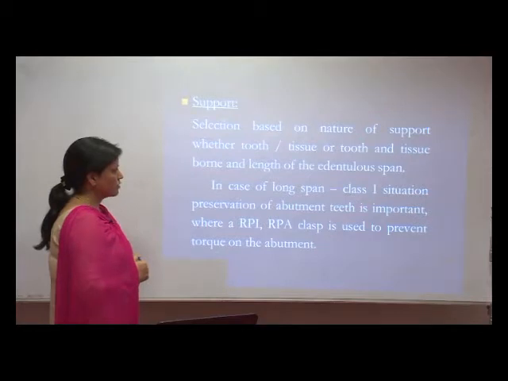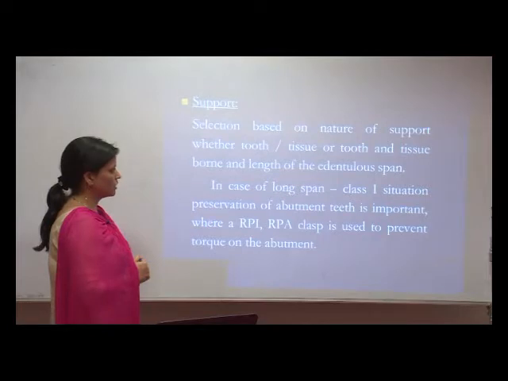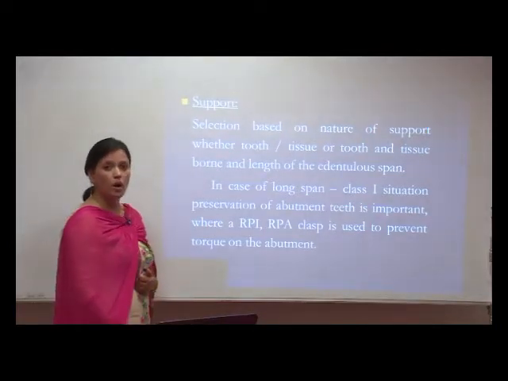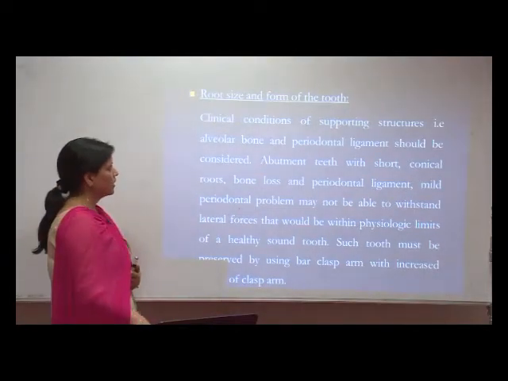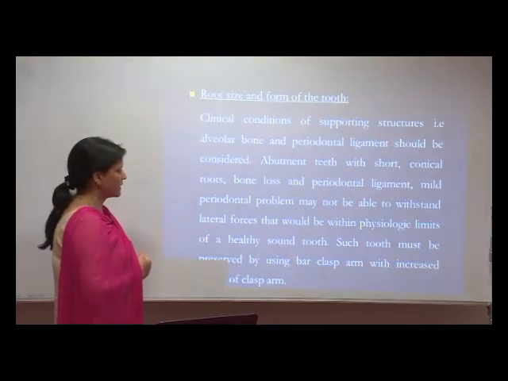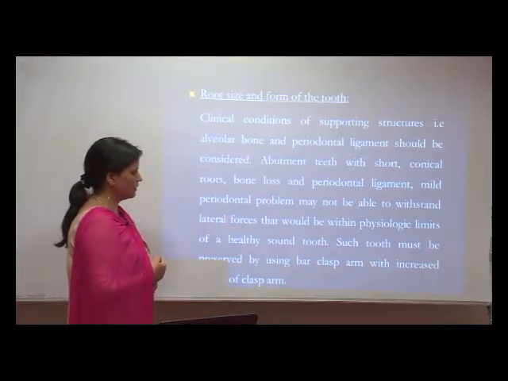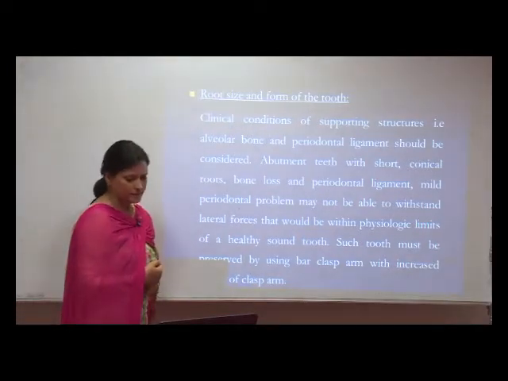Support: selection based on the nature of support, whether tooth or tooth and tissue borne, and length of the edentulous span. In case of a long span clasp situation, preservation of abutment teeth is important, where an RPA clasp is used to prevent torque on the abutment teeth. Root size and form of the tooth: clinical conditions of supporting structures, that is alveolar bone and periodontal ligament, should be considered. Abutment teeth with short conical roots, bone loss and mild periodontal problems may not be able to withstand lateral forces.